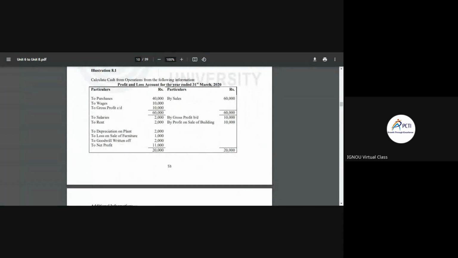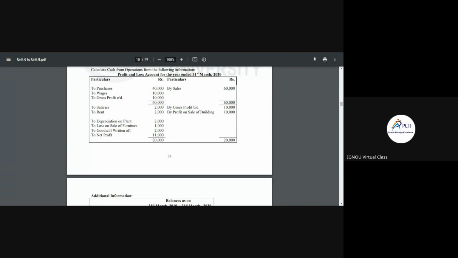Like in this illustration, we have to find cash from operations from the following information. They give us a particular P&L account for the year ended 31st March 2020. First of all, we have purchases, wages, sales, gross profit, salary, and rent. Then we get profit on sale of building.